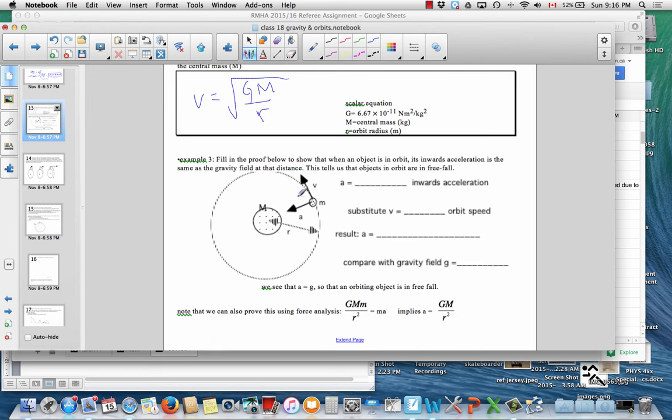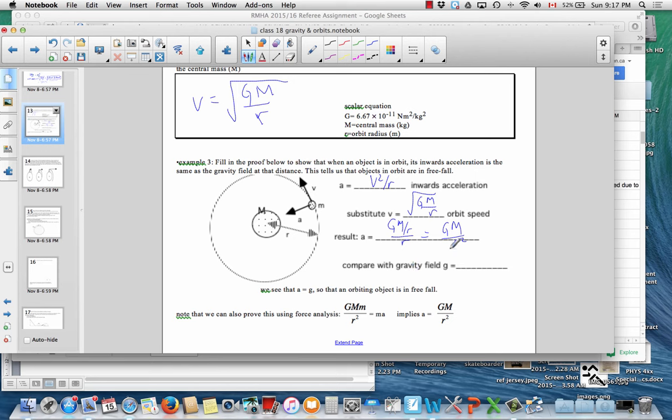Now, another interesting thing about being in orbit is that you're in free fall, because if we find the inwards acceleration, which we know is v squared over r, and substitute the expression that we just found for orbit speed, so you've got to square this and then divide by r. So squaring gets rid of the square root. So there's v squared, and then you divide by r. Well, that's of course GM over r squared. And that is of course exactly the value that we had for the gravitational field strength.